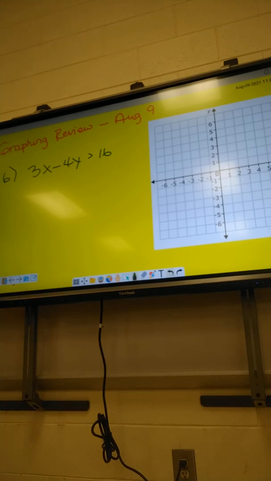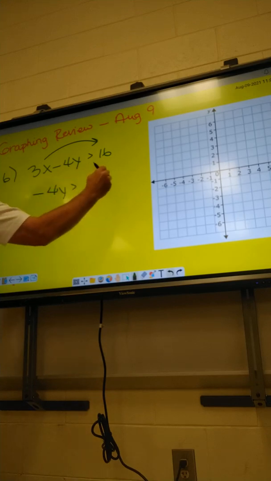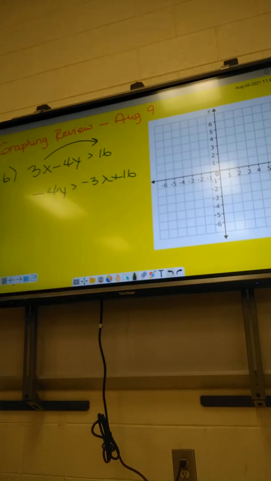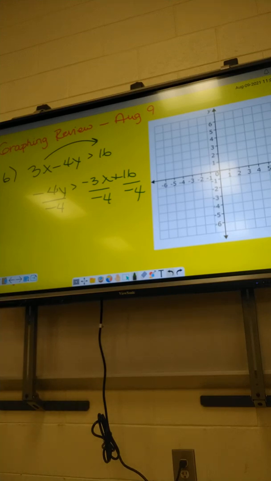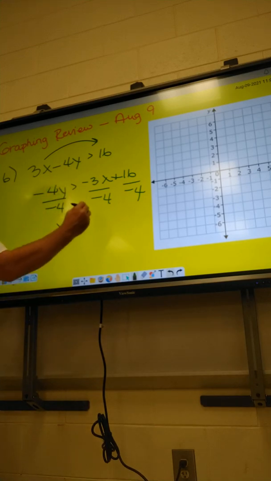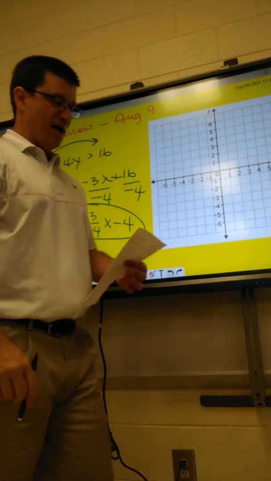All right, Grant, what do we move over first? 3. All right, so I made it a -3. That's the first step. All right, Ryan, what's the last step? We got to divide everything by -4. So if you guys remember from last year, when you divide everything by a negative number, something special happens to the inequality. The sign flips around. So instead of greater than, I got to change it to less than. All right, I'll let y'all copy that.